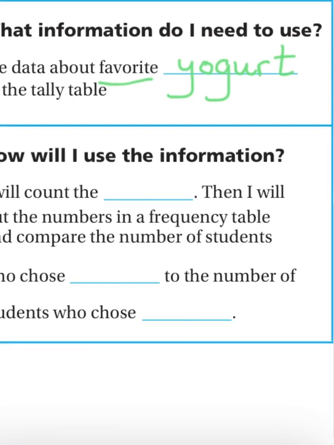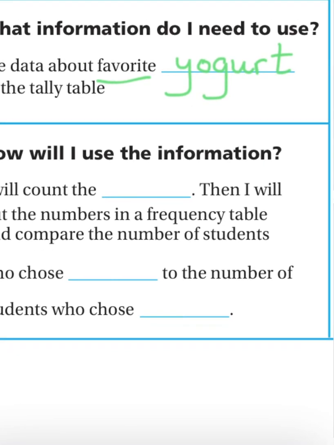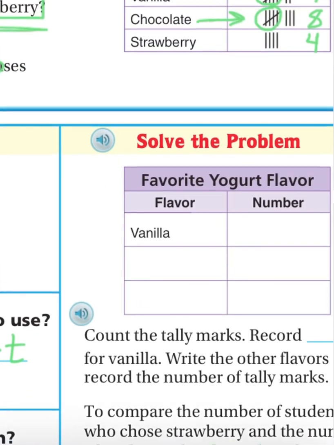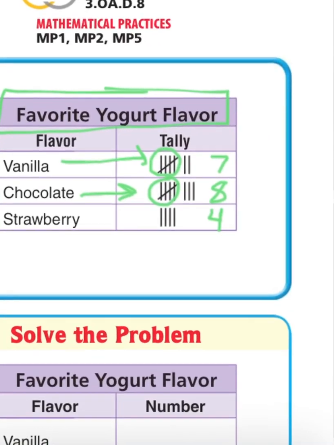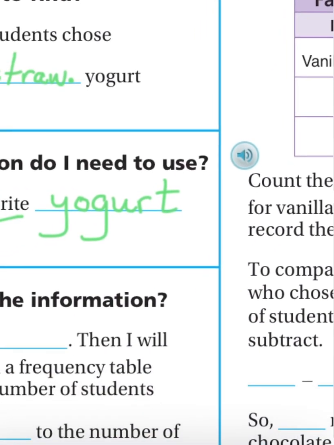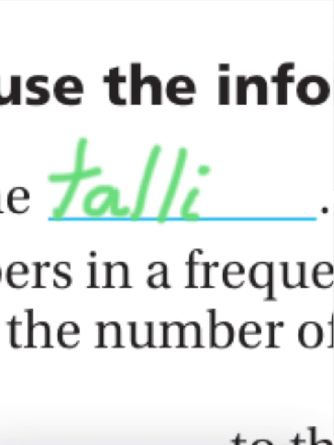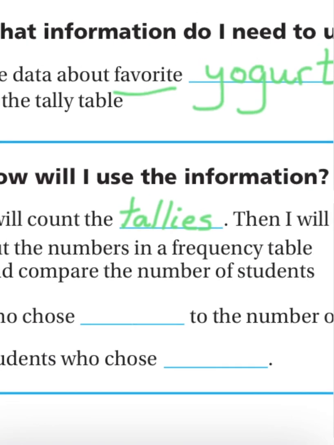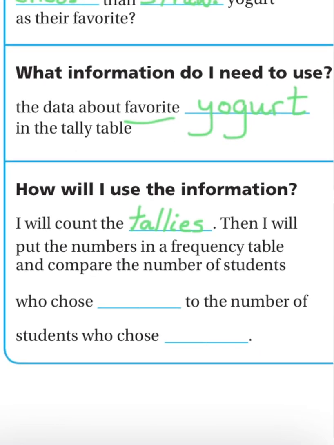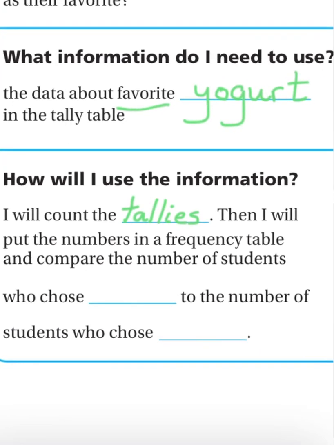And then moving on down, how will I use the information? I will count the blank. Well, again, up here, we're looking at a tally table, so we are going to count the tallies. And tallies, T-A-L-L, we drop the Y, change it to I, add E-S to make it plural. You could write tally marks, I just wouldn't have room. All right, I will count the tallies.